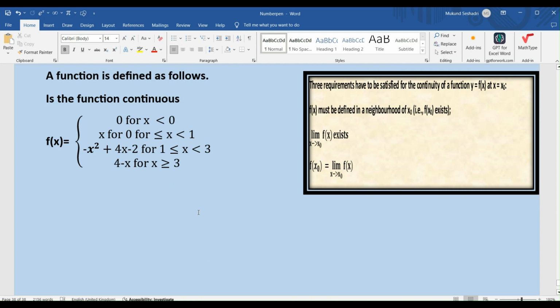We have the problem on our screen. A function is defined as follows. Is this function continuous? We've been given a function which takes the value 0 for x less than 0. It takes the value x for 0 less than or equal to x less than 1. And it takes the value minus x squared plus 4x minus 2 for 1 less than or equal to x less than 3, and it takes the value 4 minus x for x greater than or equal to 3, right?